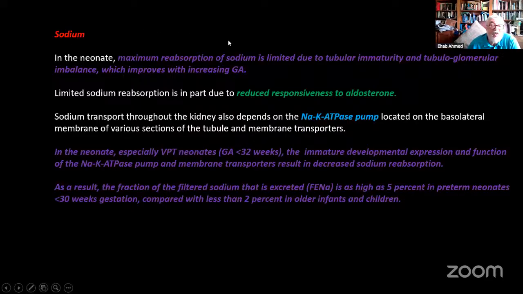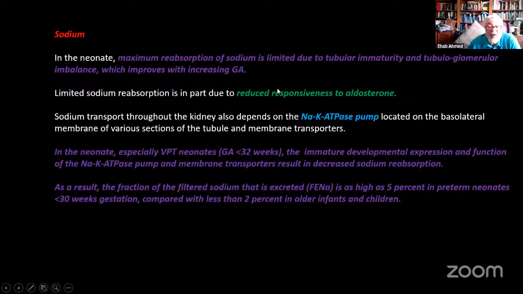Sodium moves with water. And the maximum reabsorption of sodium is limited due to tubular immaturity. That's why the newborn baby kidney loses sodium more than older babies, especially the preterm ones. And this is because of reduced responsiveness to aldosterone. Aldosterone is there, but the response is diminished.